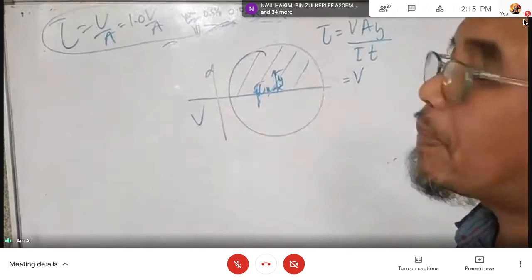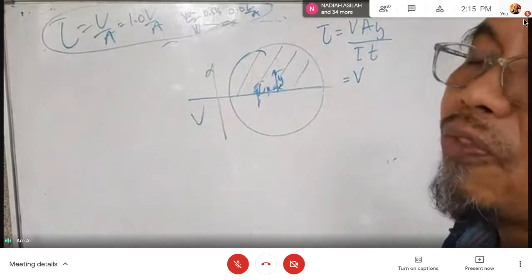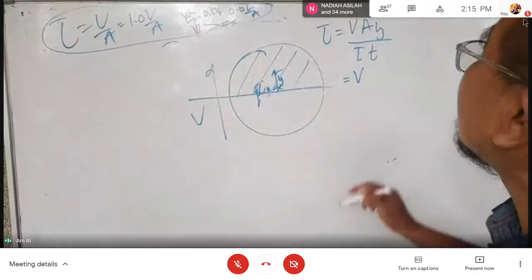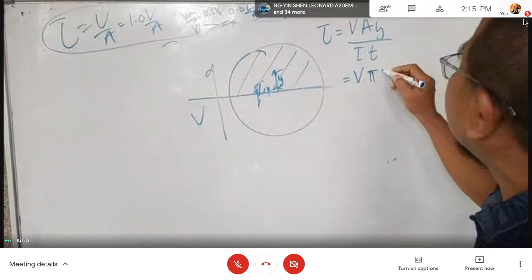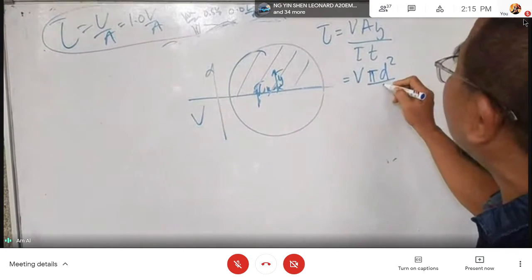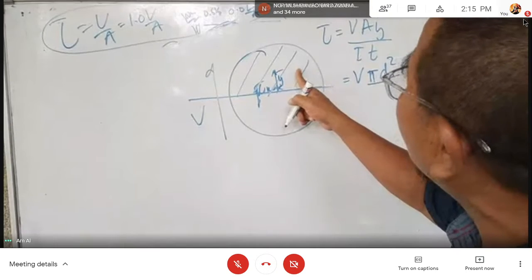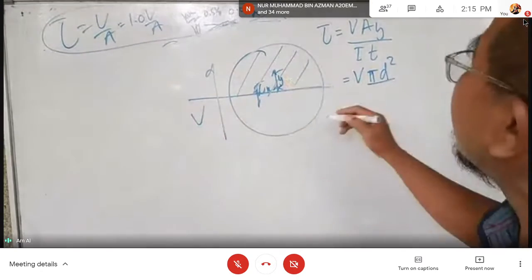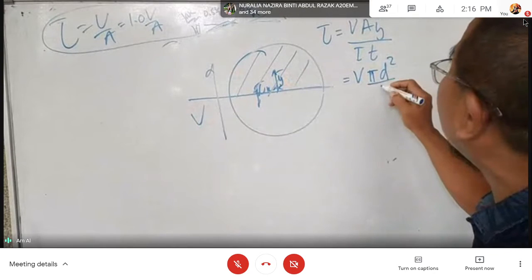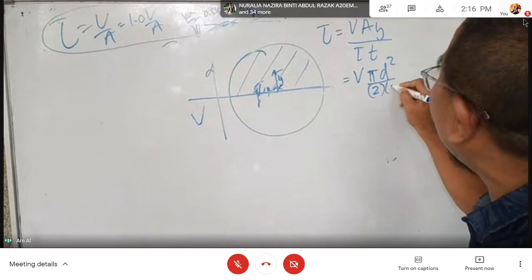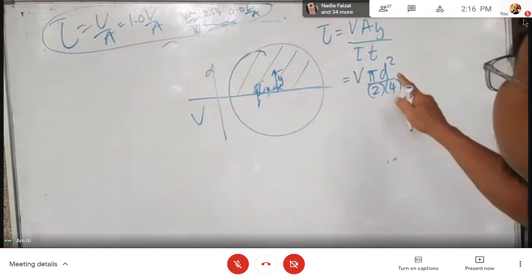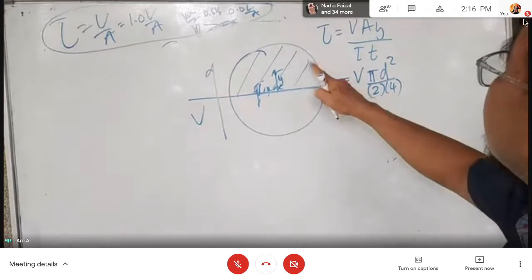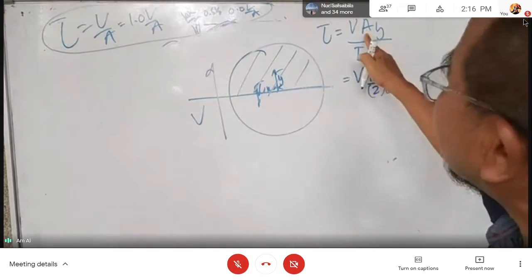Full circle is pi r square or pi d square over 4. Half of that, divided by 2, so pi d square over 8. Pi d square over 4 is the circular one. Half of that must be pi d square over 2 and 4. Pi d square over 4 is circular, divided by 2. So you got the area.